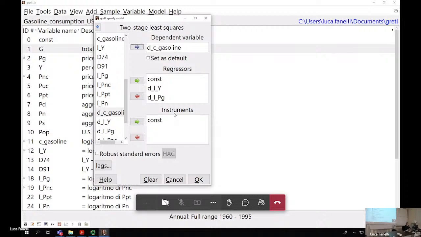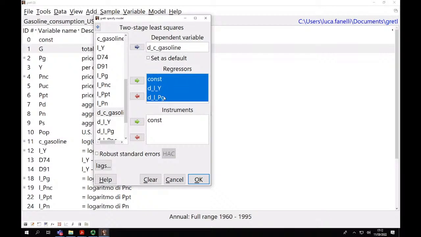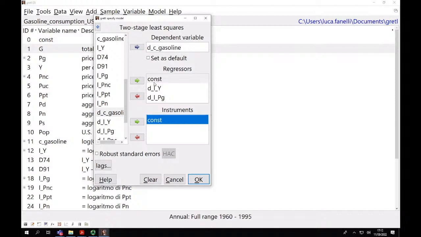Instruments will be variables which are uncorrelated with the error term of the model, but are correlated with the regressors. Okay. This will be the trick, the device we are going to think about. So what I do now, okay, the constant. We don't need it, just the constant.